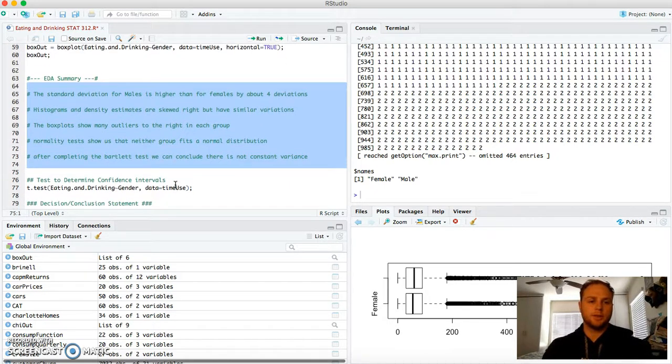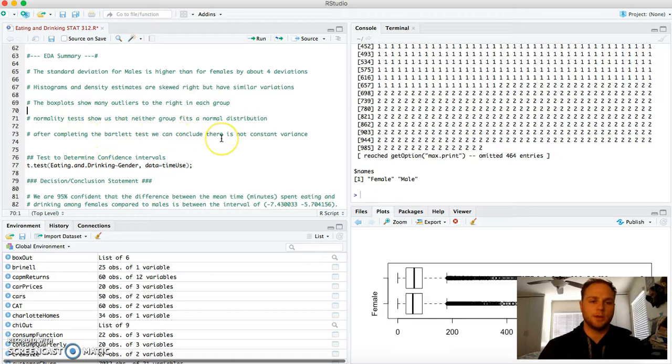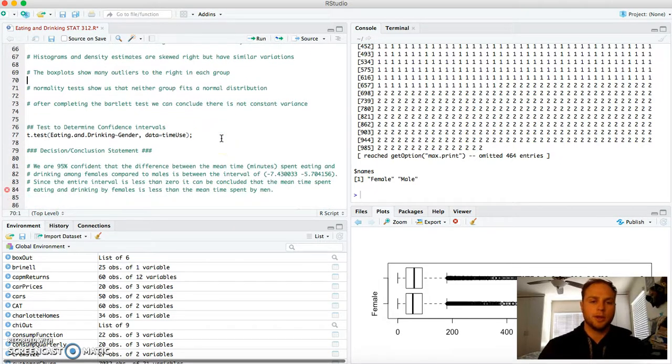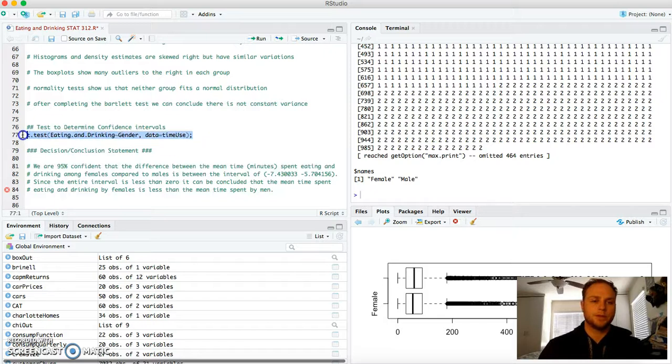Histograms, density estimates, along with our normality test here, kind of give us proof that there's not a normal distribution among both the means. Box plots will show outliers to the right and skewedness that we already saw. And completing the Bartlett test, we can conclude there's not constant variance, which is important when you come down here to the t-test because running this test, the default is that there is not constant variance, but you could still change that or type var.equal equals false. But you don't have to since it's already the default.